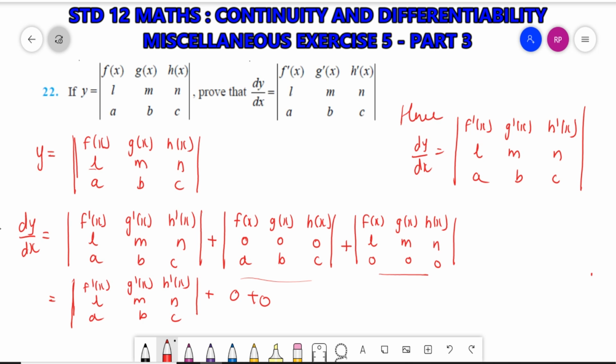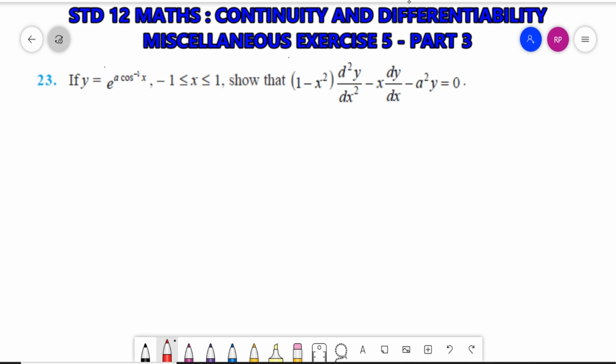Okay, now let's move to the next question, 23. That is the last for this exercise. Question 23. If y is equal to e raised to a cos inverse x, minus 1 less than or equal to x less than or equal to 1, then show that 1 minus x square d square y by dx square minus x dy by dx minus a square y is equal to 0.